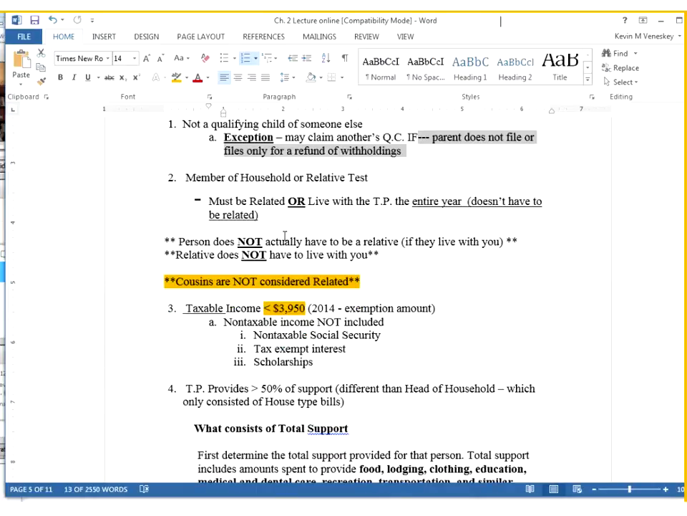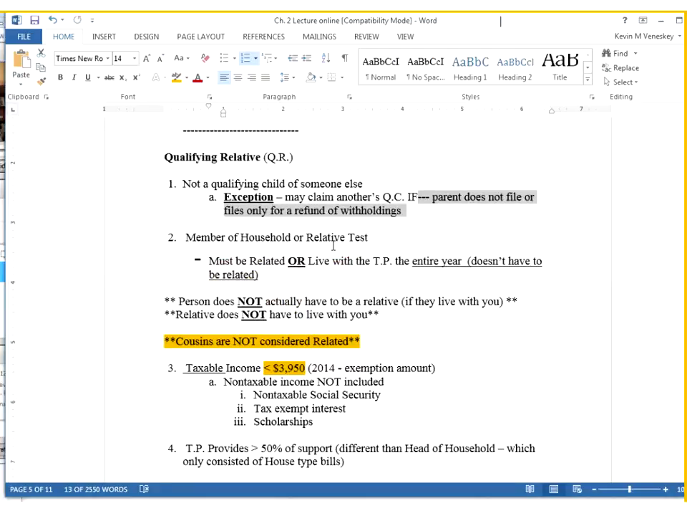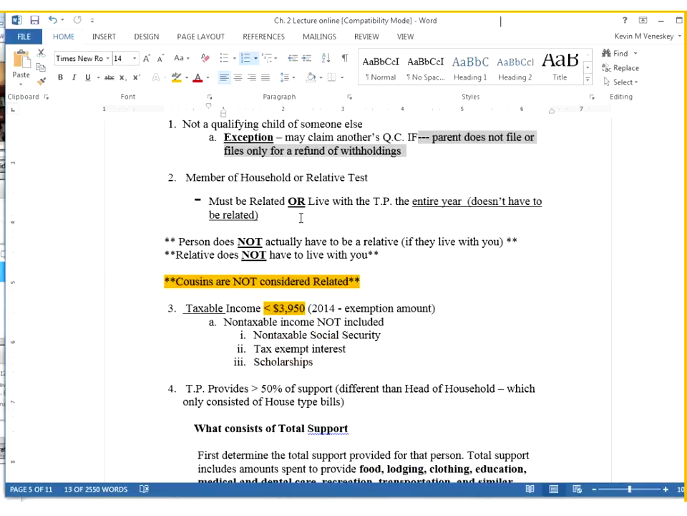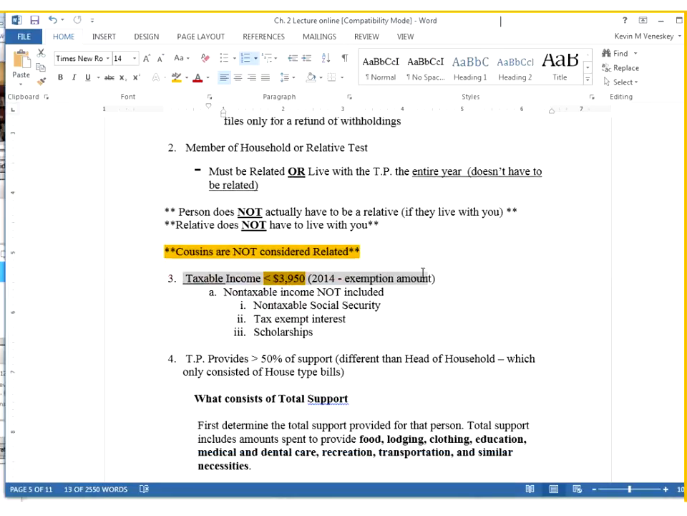Notice here, member of the household or relative test. As long as you're a relative, cousins don't count, but as long as you're a relative, you do not have to live with the taxpayer in order to be claimed as a dependent. That's something kind of interesting here. You can still be claimed as a dependent even if you don't live with them, as long as they paid over half of your support. And the other rule is, to be a qualifying relative, you don't even have to be a relative. It could be a boyfriend or a girlfriend, as long as you pay for over half of their support and you meet the third test. The third test being the income test, and this is the biggie.